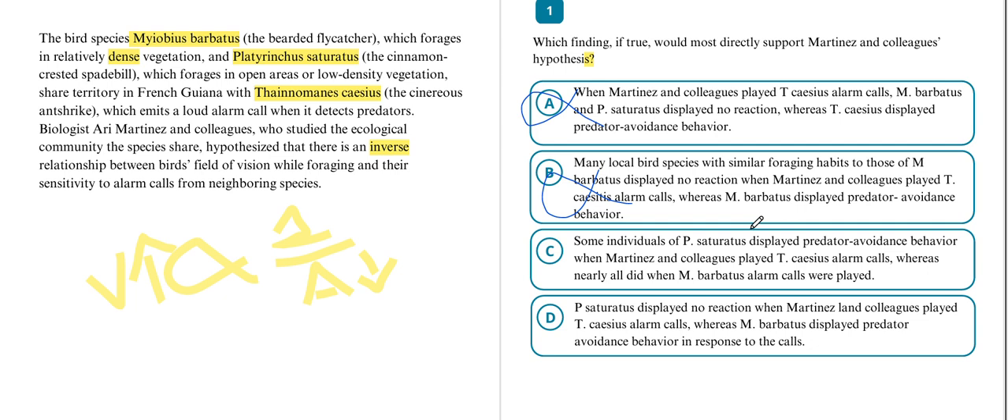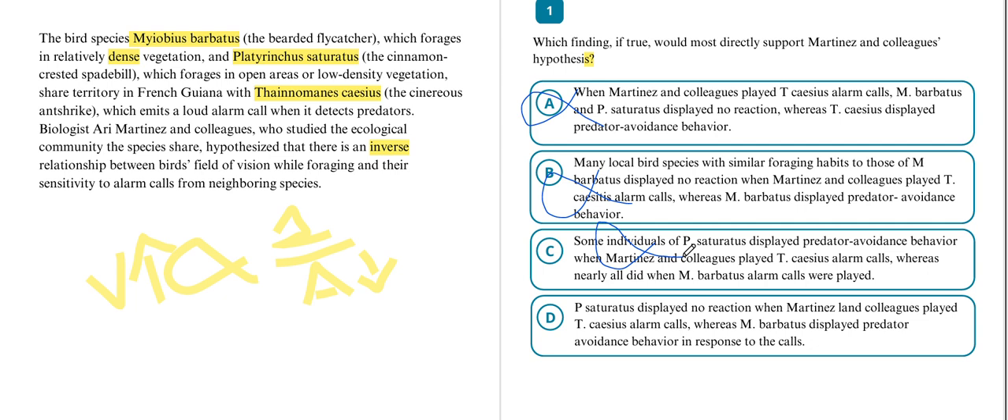Let's look at option C. Similarly, some individuals of P. saturatus displayed predator avoidance behavior when Martinez and colleagues played T. cassius alarm calls, whereas nearly all did when M. barbatus alarm calls were played. No, P. saturatus doesn't show predator avoidance behavior because it has a large field of vision and must have low sensitivity to the alarm calls. So this is totally opposite to our conclusion and doesn't match anything.